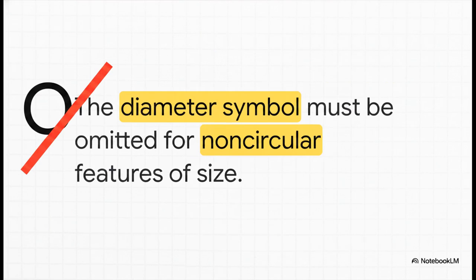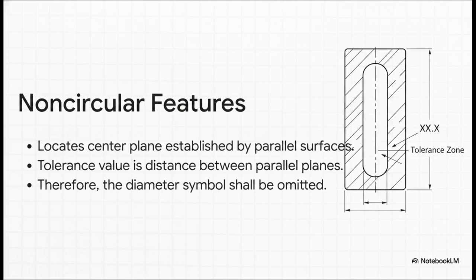And the correct answer is B. You absolutely must omit the diameter symbol. Paragraph 10.4.5 mandates this, and honestly, it makes perfect logical sense when you think about it. The fundamental principles of positional tolerancing for circular features still apply here, but with a twist. For a slot or a tab, your positional tolerance is locating a center plane that's established by parallel surfaces. Because of that, the tolerance value represents a distance between two parallel planes. It's not a theoretical cylinder. Sticking a diameter symbol in there would be a major drawing error, and I guarantee it'll cause an argument with your inspection team down the line.